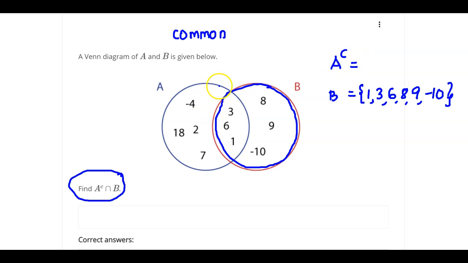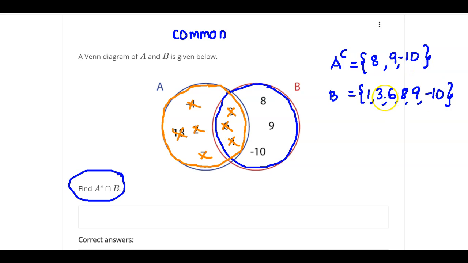So my A complement is everything except A. Let me change the color here to orange. So everything except A. That means I have to strike off all the elements in A and write my A complement. As you can see, I'm taking A away. Remember the definition for A complement? Everything that's not in A. So the easiest way is to strike off all the elements in A and now write what you're left with, which is 8, 9, and -10.